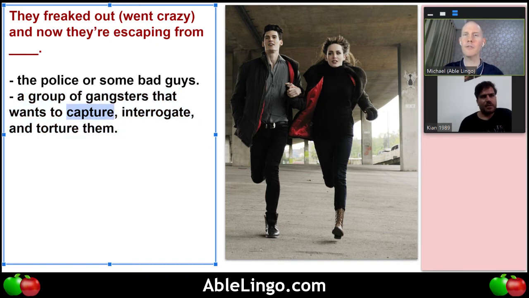How about capture? What does capture mean, Kian? To seize someone. Sure, sure. To catch, to grab them, to take them into custody.